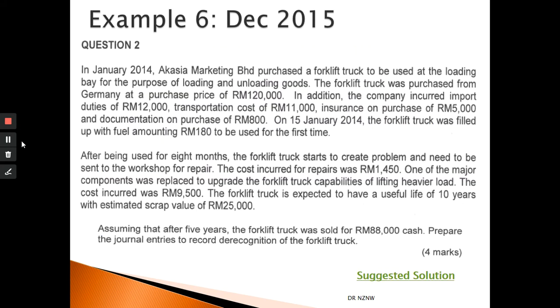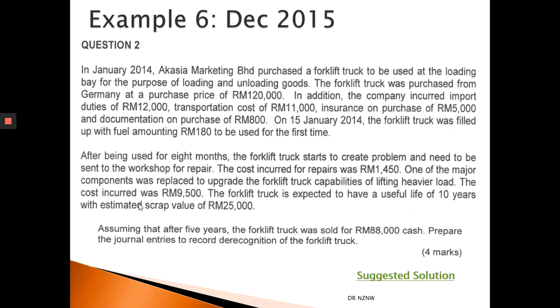Okay, we take examples from December 2015. Example 6, derecognition. You already completed the first part of it. You already calculated the initial cost, you already considered the upgrade amount, and you already calculated the depreciation. So we proceed to the derecognition of PPE.